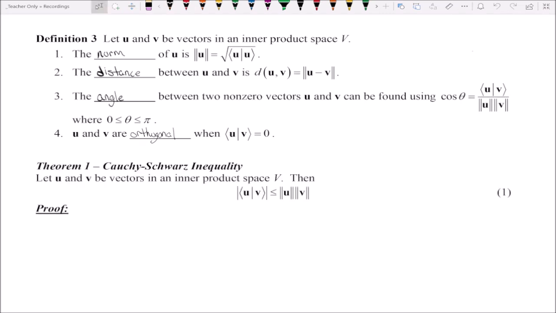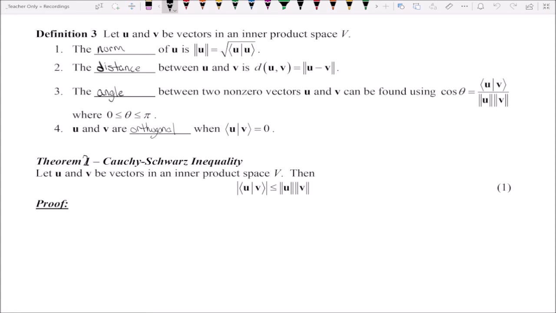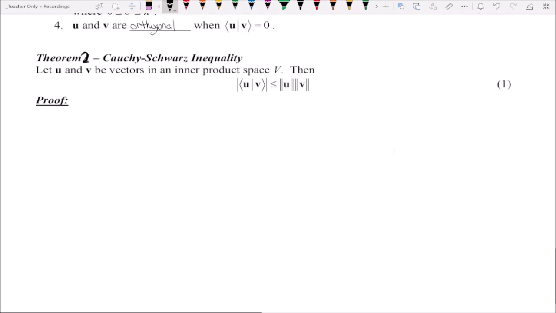We now look at three famous results. The first is called the Cauchy-Schwarz Inequality, and just in terms of numbering, this should be Theorem 2. Alright, so the Cauchy-Schwarz Inequality says if u and v are vectors in an inner product space, then the absolute value of the inner product of u with v is less than or equal to the norm of u times the norm of v.